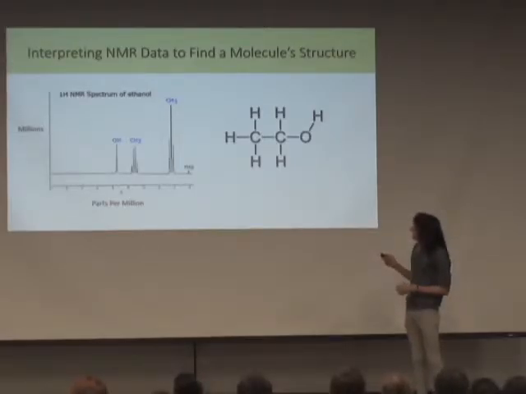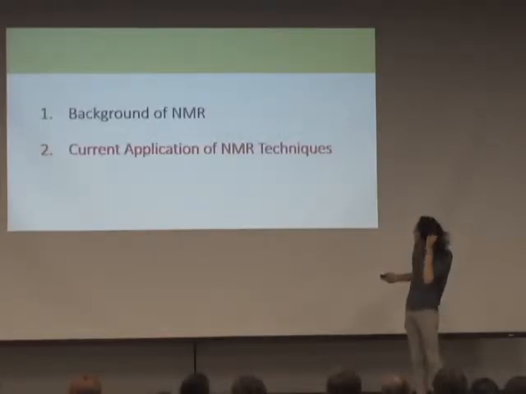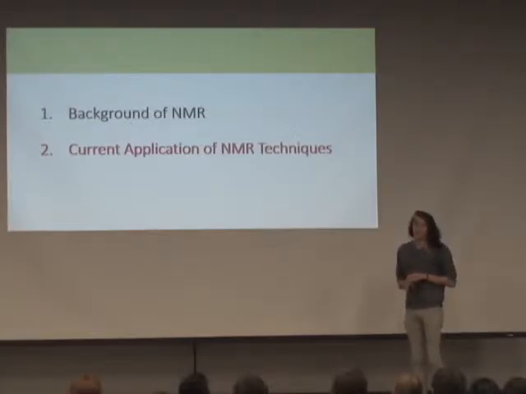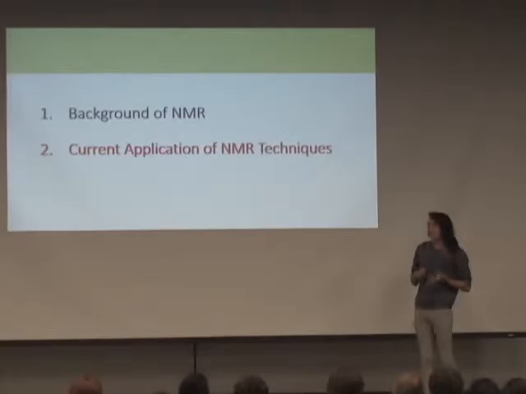So this is ethanol, something that's pretty common. And all these peaks of signal represent where protons are in the molecule. So NMR is something that's been around for a long time. It was discovered in 1938.